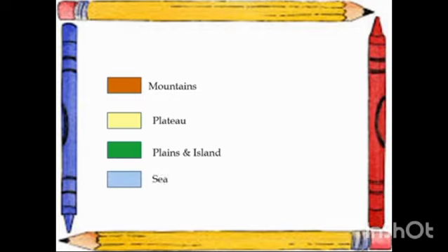brown shows high mountains that are lower than the highest mountains. Yellow shows high land like plateaus. Dark green is used to represent lowland, land that is almost at the same level as the sea. Light blue shows the part of the sea.